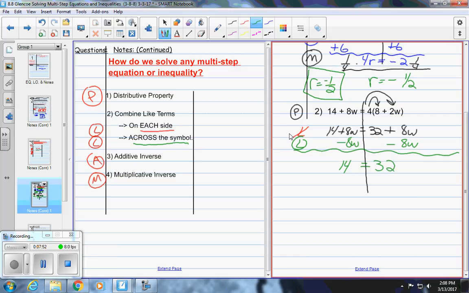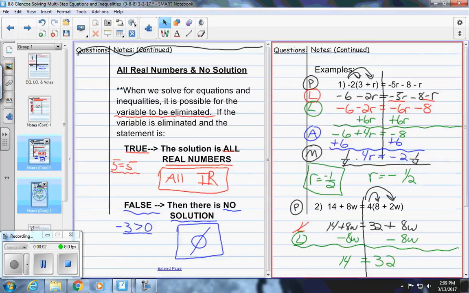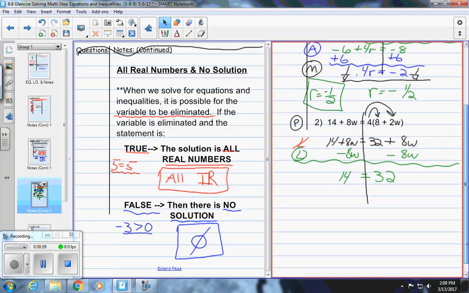What is going on? Where did the variable go? Oh, wait, this is strange. Strange answers can actually happen. So I'm going to bring that slide back so that we can see them back together here. So whenever this does occur, you're going to always double check you did your math correctly. So I distributed my 4 times 8 got 32, 4 times 2w got 8w. I did my additive inverse of minus 8w on both sides, and yep, the variable has been eliminated.